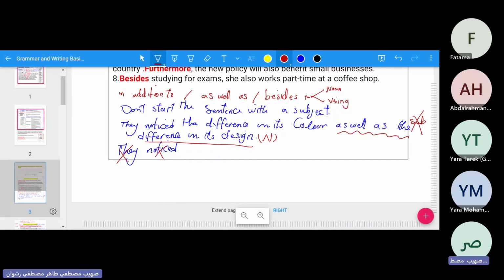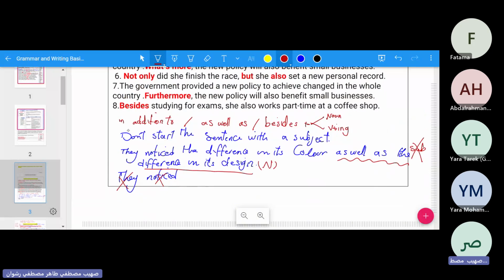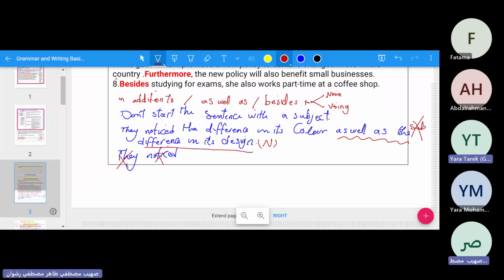Okay, another example. Look here at this rule. Sentence 8. In sentence 8, we said what?